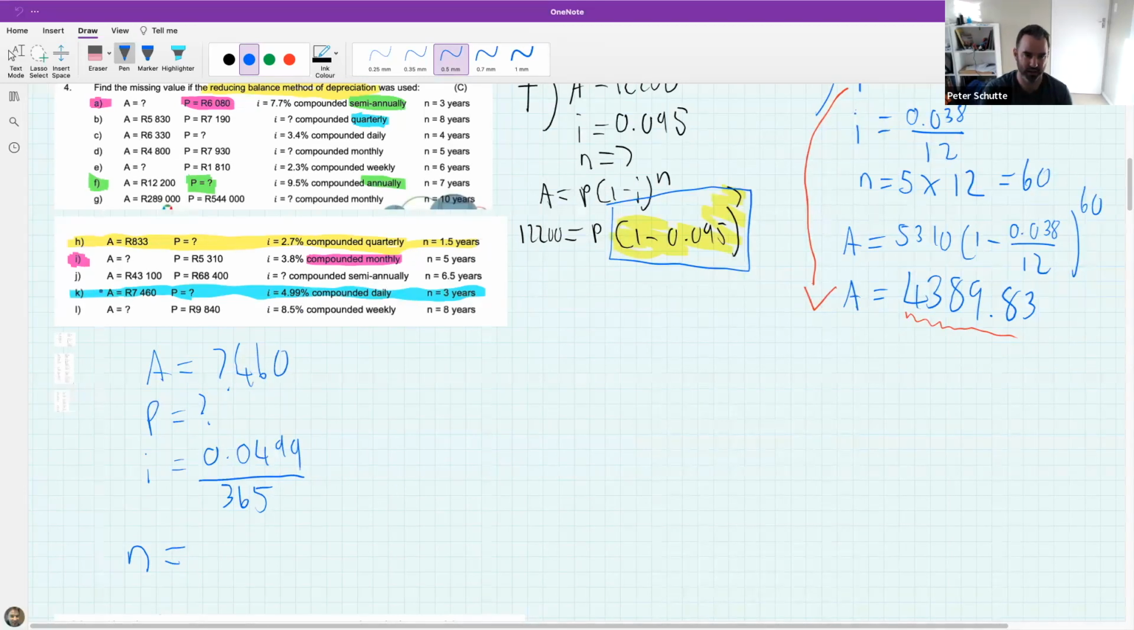So we are doing K, and we are finding the value of P, and it's a daily depreciation rate. So we work out the daily depreciation rate by taking the annual rate and dividing it by 365. And then we take the N, which is 3, and we times that by 365 to get the number of days. We're losing value every single day. And this is 1,095. And so see if you can find me the answer for that one.